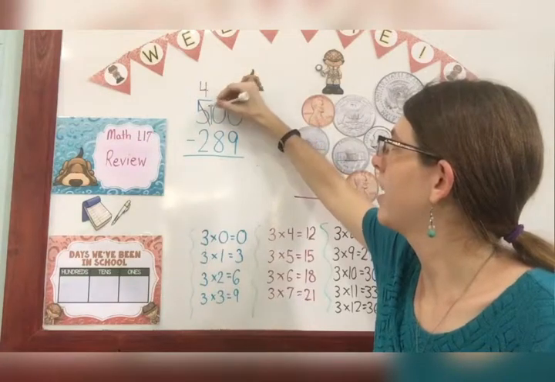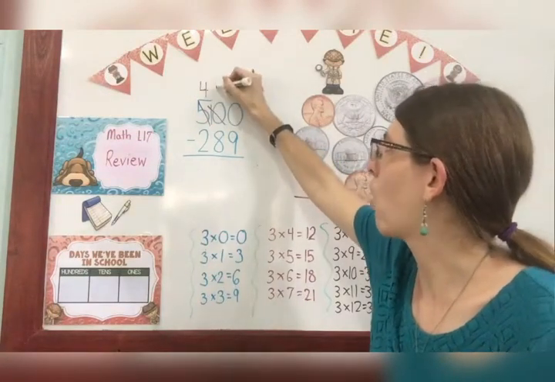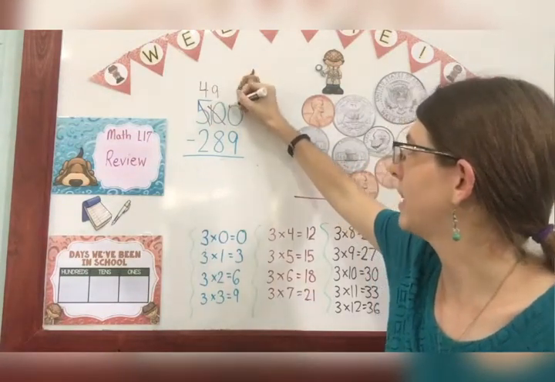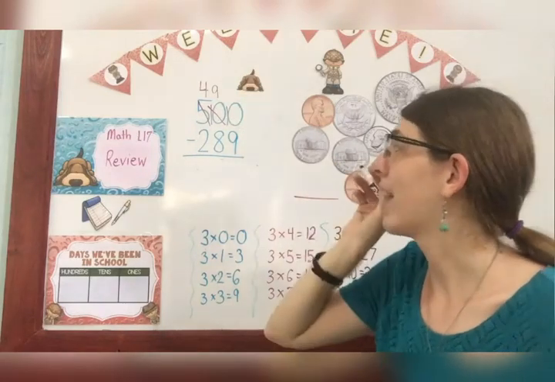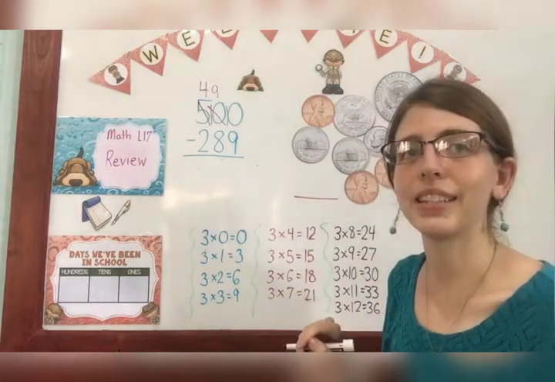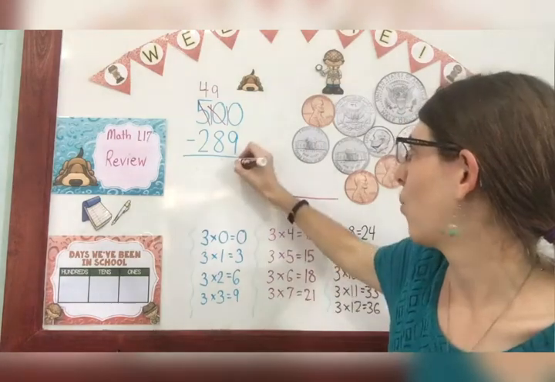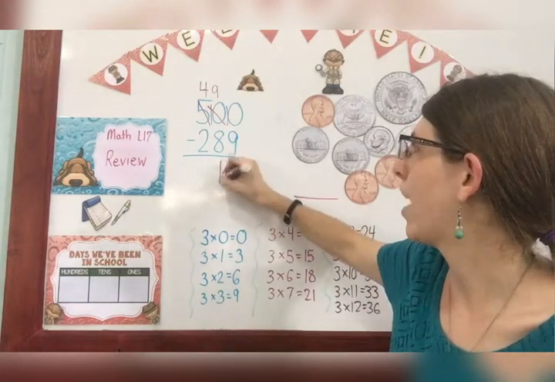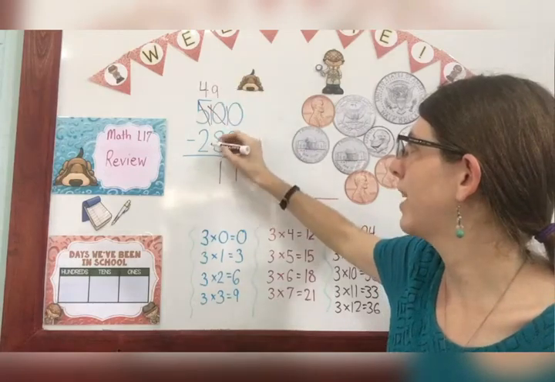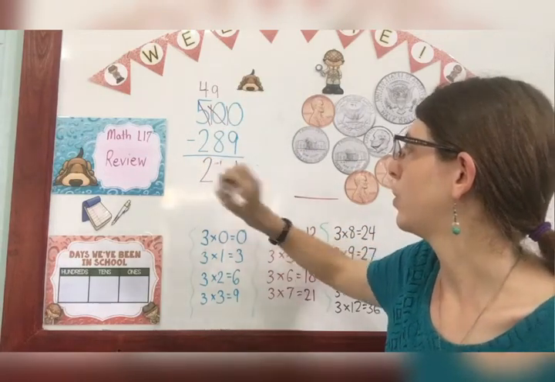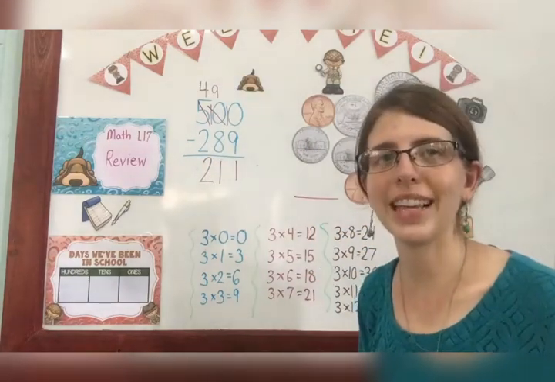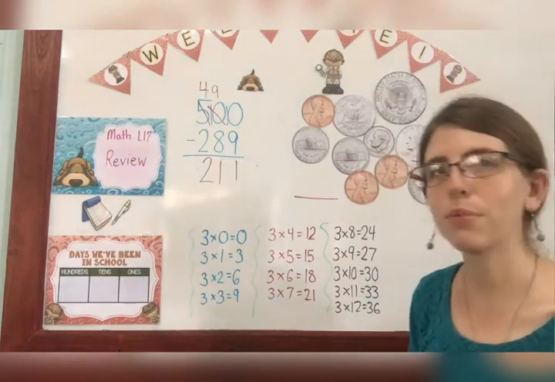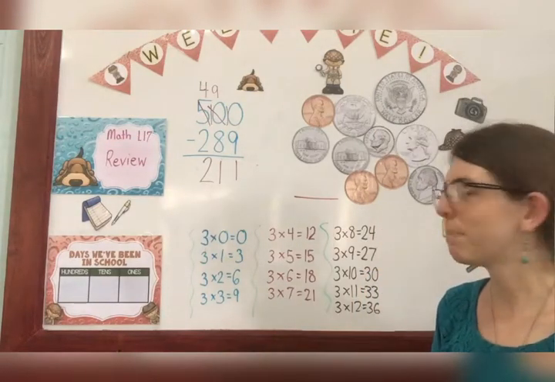Bring that over. I have 10, but I need to keep borrowing. I need to go all the way back to the 1's place. So that leaves me with 9. Now I have 10. 10 minus 9 is 1. Very good. 9 minus 8 is 1. 4 minus 2 is 2. So I have 211.